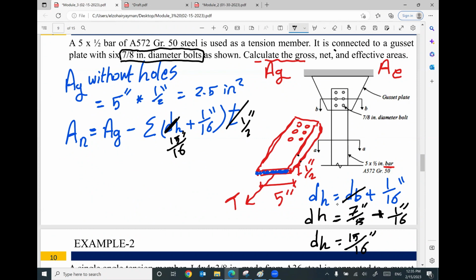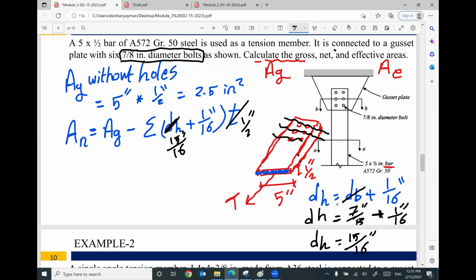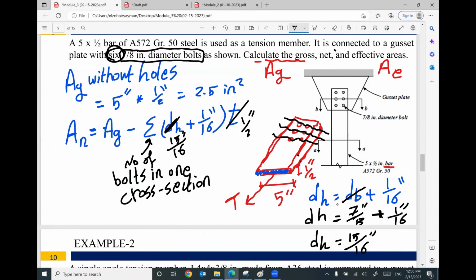How many bolts? I will not say we have 6. No. If you make a cross section here, how many bolts in this cross section? 2. So the number of bolts, which is indicated by summation. Summation means the number of bolts in one cross section. This is the meaning of summation. Summation does not mean the whole number of bolts, which is 6. No, no. The number of bolts in one section.